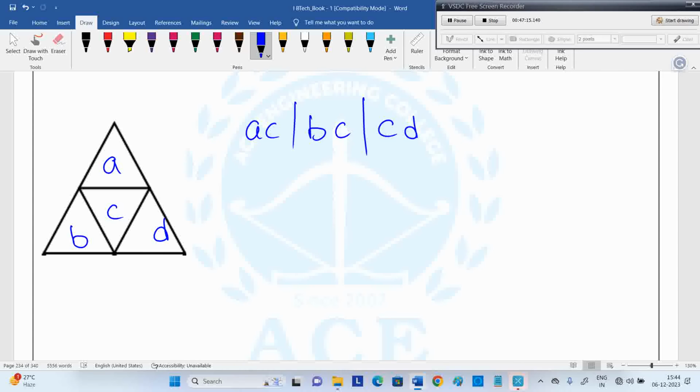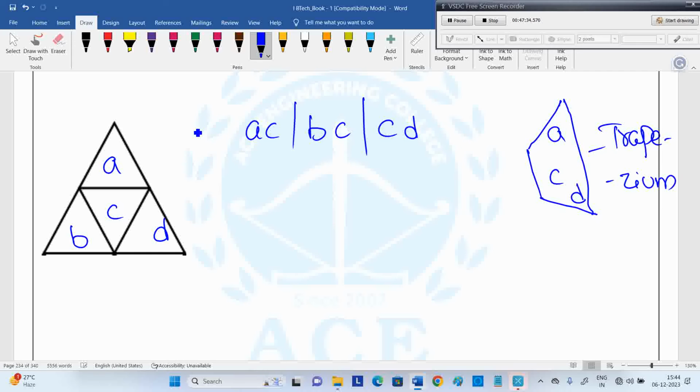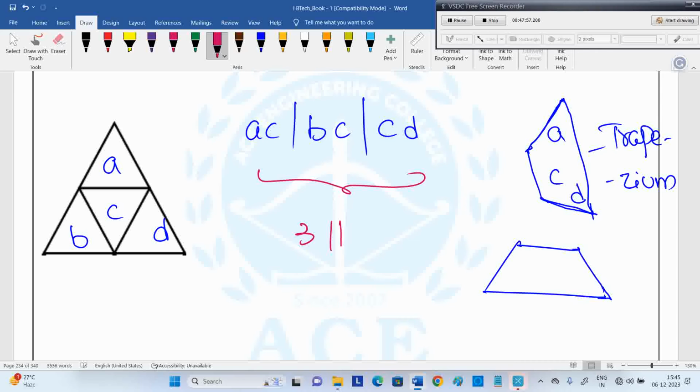A, C, D is a trapezium, right? If you go with the ACD combination, this is how it looks. This is called a trapezium. You check, this is a trapezium, not a parallelogram. One set of parallel lines will be there, but the two are not the same length. Trapezium shape is like this. Trapezoid or trapezium. ACD comes under trapezium. No, ACD is not a parallelogram. Any other combination? So this is what we got, three parallelograms only.